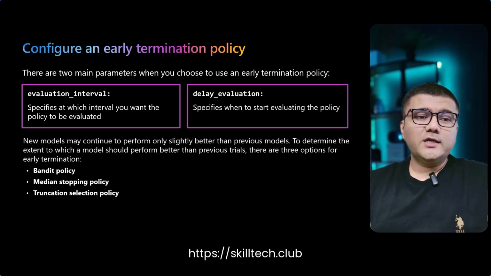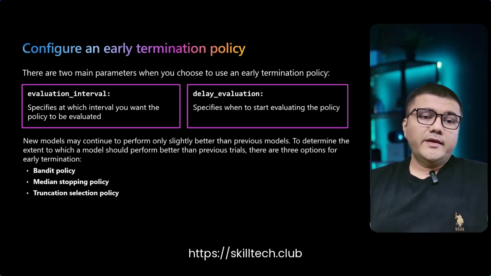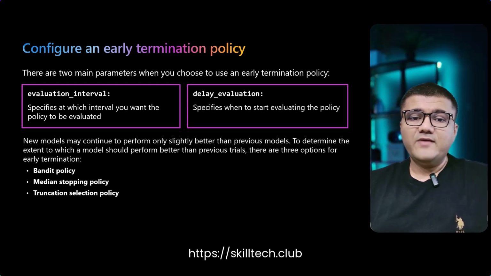Let's configure an early termination policy example here. There are two main parameters when you choose to use an early termination policy. The first one is evaluation interval and the second one is delay evaluation. Evaluation interval specifies at which interval you want the policy to be evaluated, and delay evaluation specifies when to start evaluating the policy.